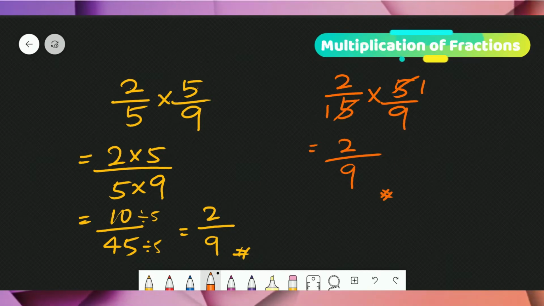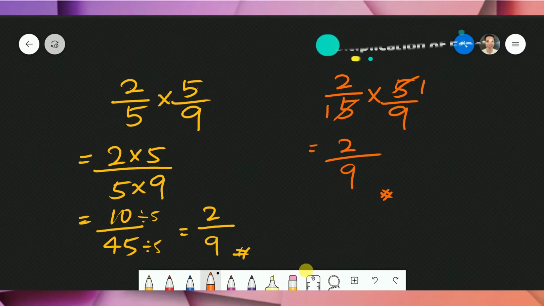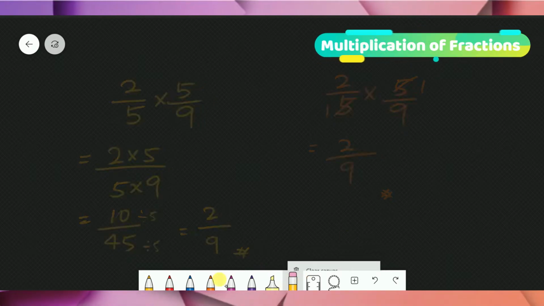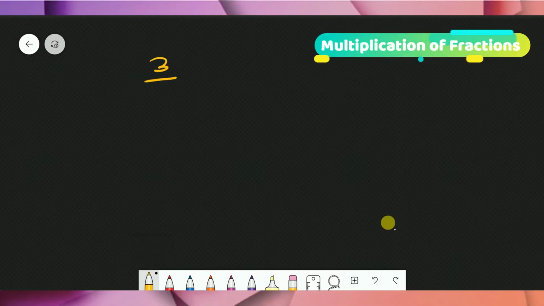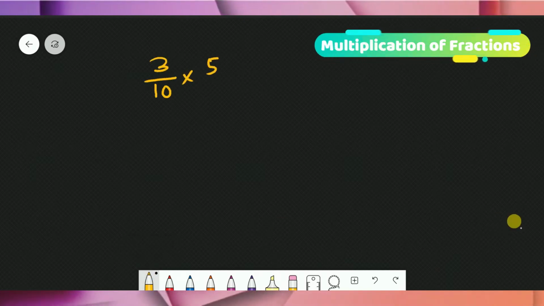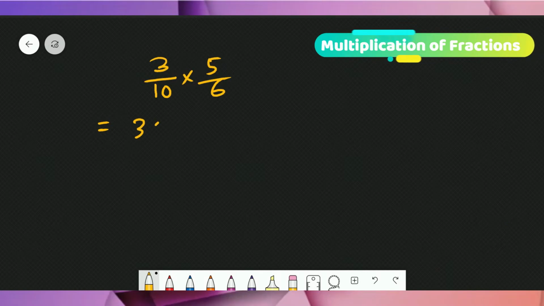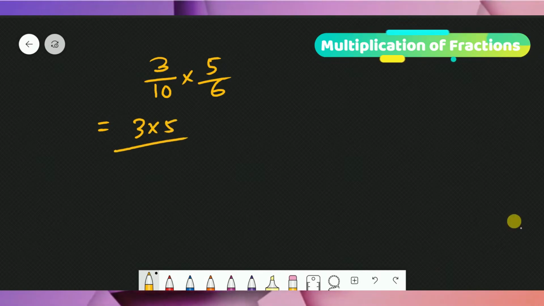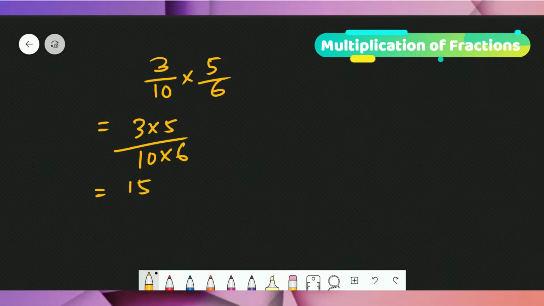Alright, so which method is easier? I think you can see it. So you just need to pick one method to use in your exam or in your practice. Next example. If I ask you what is 3 over 10 times 5 over 6. Okay? So let's try using the first method here. So we just take 3 times 5 on top and 10 times 6 at the bottom. So that will give us 15 over 60, right?